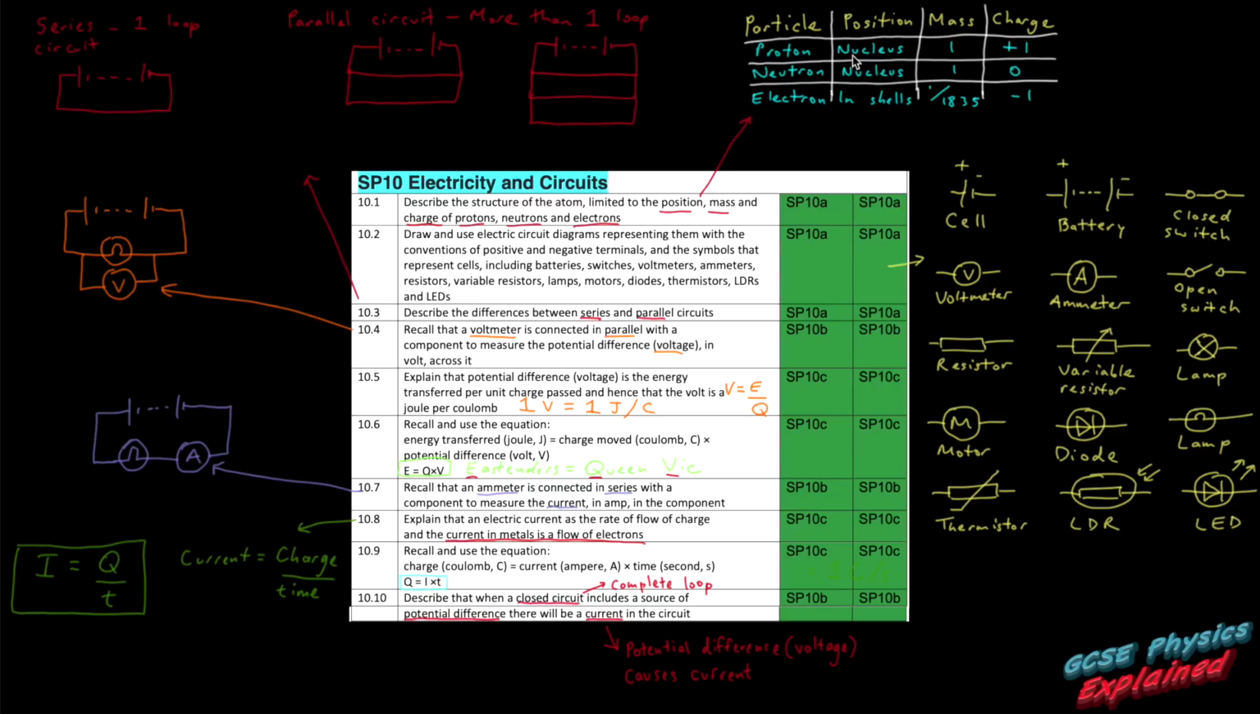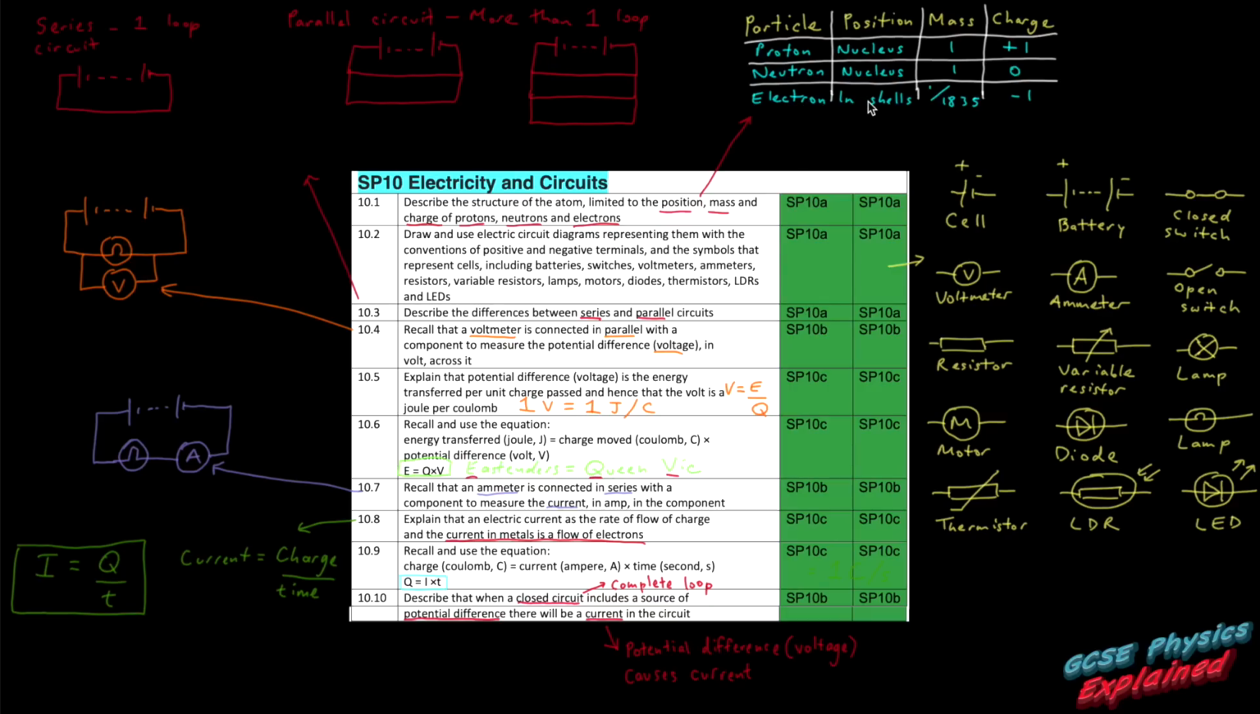So the proton is found in the nucleus. It's got a mass of 1 and a charge of +1. The neutron is also found in the nucleus. It's got a mass of 1 and a charge of 0. Neutron is neutral. Proton was positive.